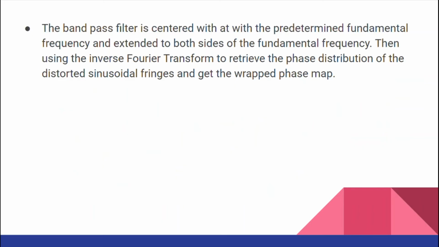Now the band pass filter is centered at the predetermined fundamental frequency f and is extended to both sides of the fundamental frequency. We then use the inverse Fourier transform to retrieve the phase distribution of the distorted sinusoidal fringes, getting the wrapped phase map.